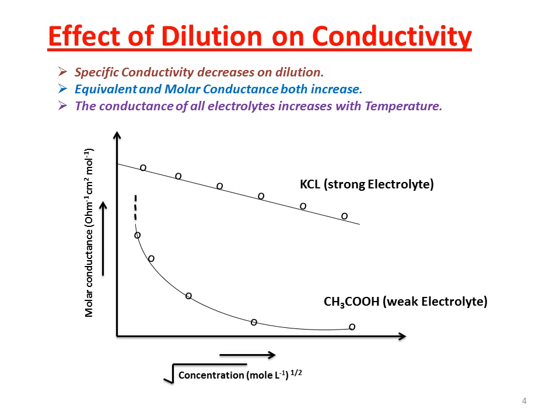So let me explain the second point in the graph. You see in the graph below that we have two types of electrolytes. One is strong electrolyte and the other is weak electrolyte. The strong electrolyte is KCl and the weak electrolyte is acetic acid, CH3COOH.